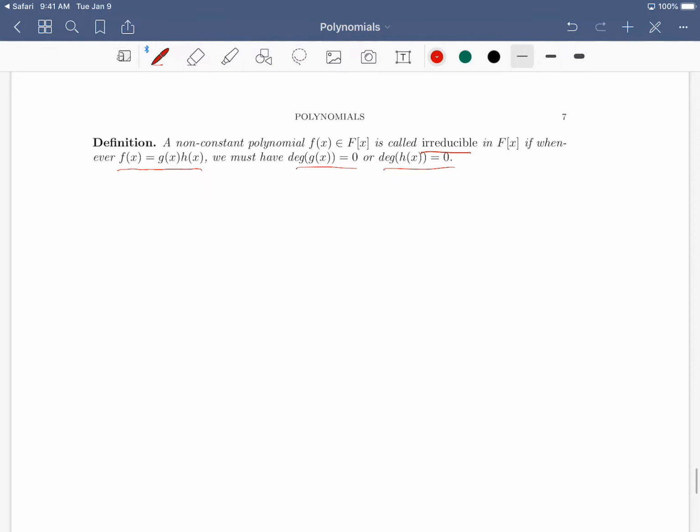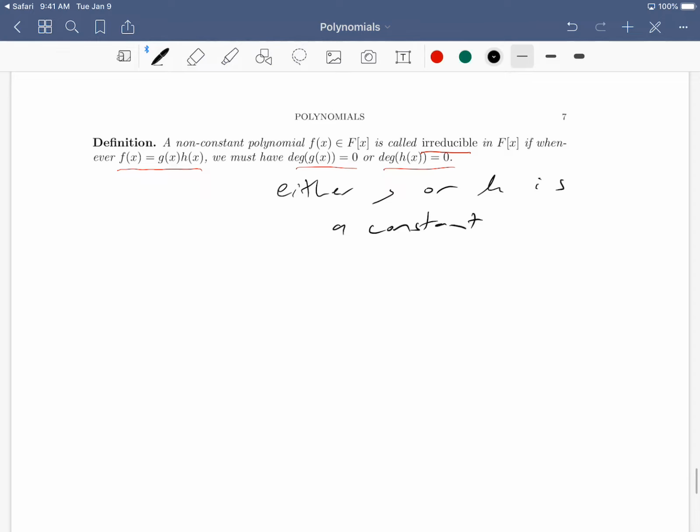So if you think about our definition of a prime integer, the only way to factor it was with 1 times itself. So p being prime meant the only factors were 1 and p. Here this is something similar, but what we're saying is that either g or h is a constant, not a polynomial, but a constant polynomial.